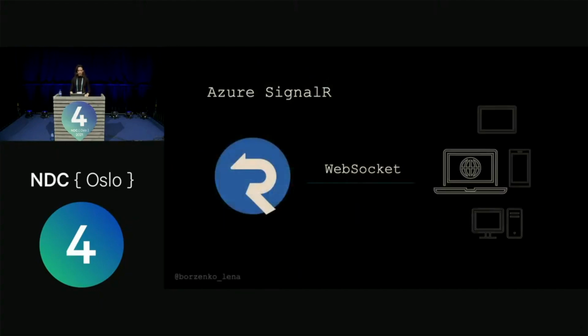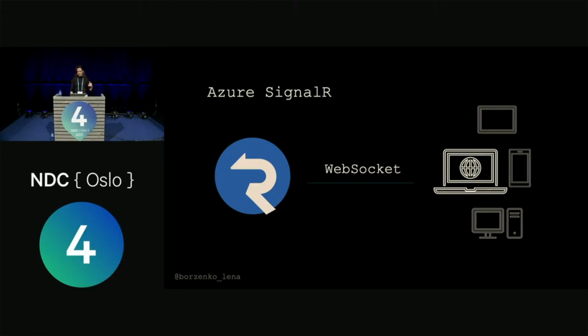And the last thing is Azure SignalR. Azure SignalR is a fully managed real-time messaging service. What is happening there is that our clients have an option to connect to our SignalR service through WebSocket. And if WebSocket somehow is not supported or not available, then server-sent events or long polling will be used instead.